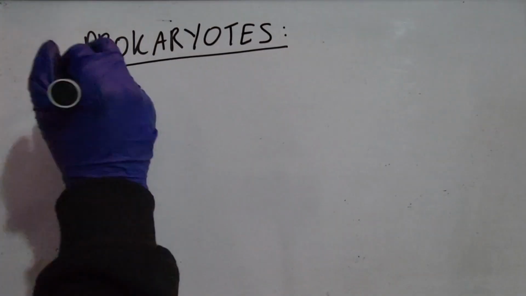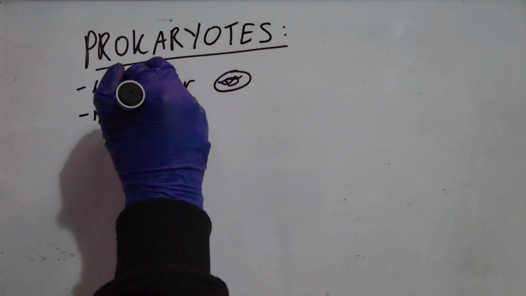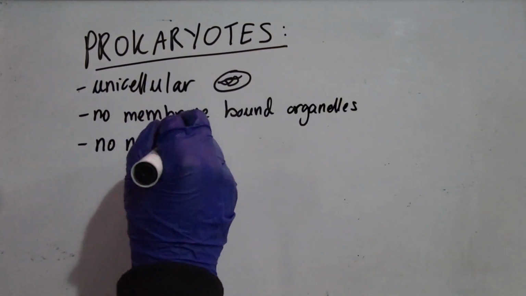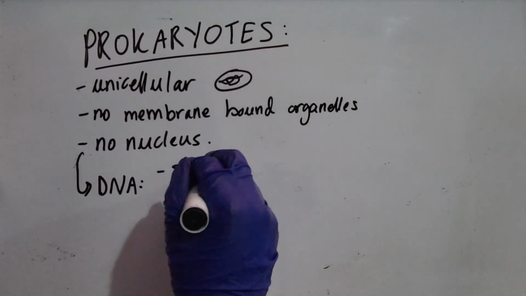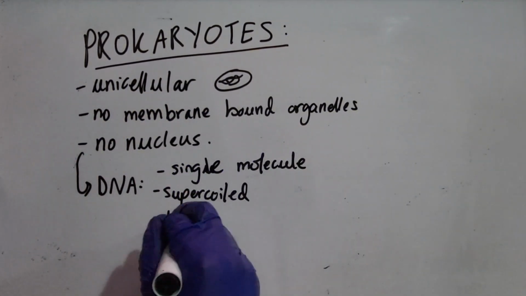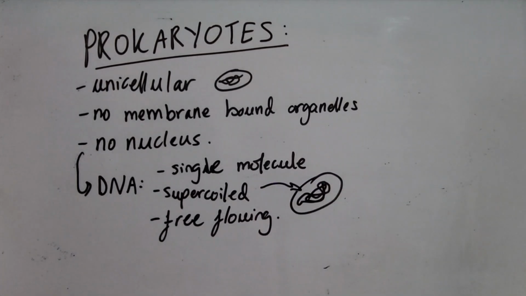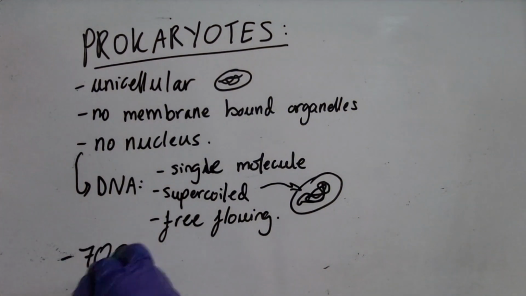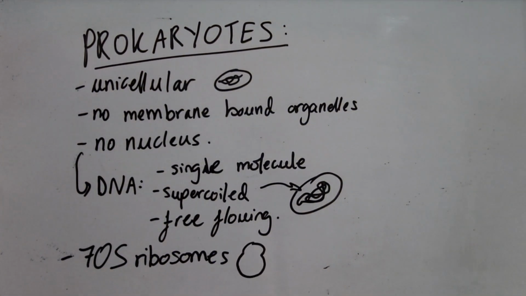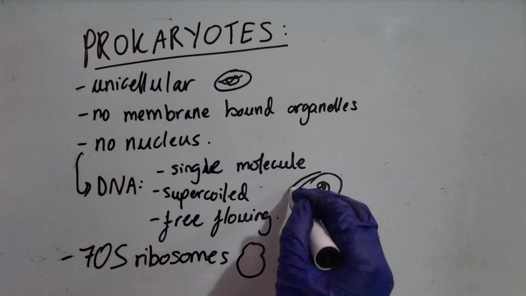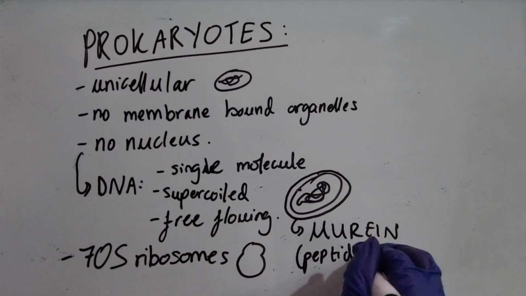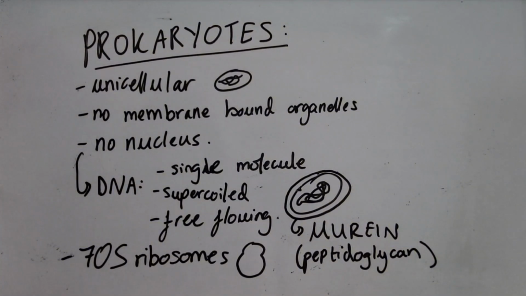Prokaryotic cells are always unicellular. They don't contain any membrane-bound organelles and they don't have their DNA contained in the nucleus. Instead, their DNA exists as a supercoiled singular molecule, free-flowing through the cytoplasm. Their DNA is not associated with any proteins the way eukaryotic DNA is associated with histones. Prokaryotes contain ribosomes, but they are much smaller and they have a 70S structure, which is important for their own protein synthesis. They can have cell walls made of murein, which is sometimes called peptidoglycan. These cell walls are polymers made of amino acids and sugars.